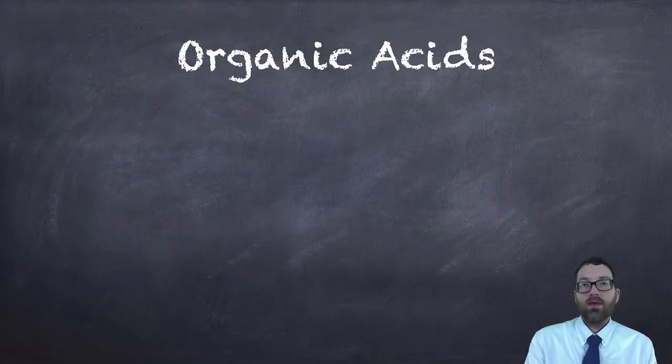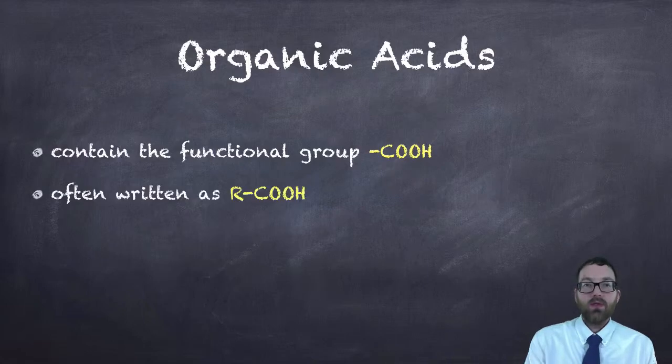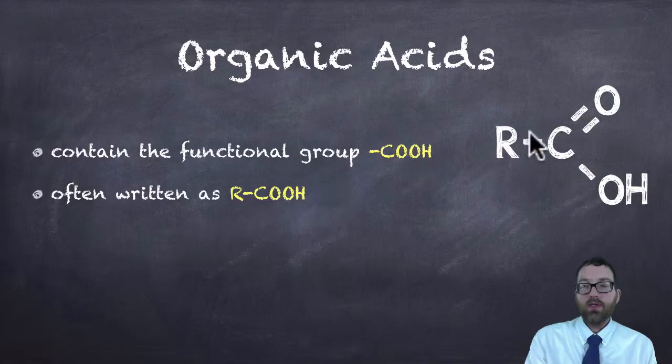Our next category is organic acids. They contain the functional group COOH. So it can be written like this. R stands for a hydrocarbon chain going to the left, and then at the end of the molecule there's a COOH functional group. Now structurally it looks like this. The first O is double bonded, and the second is bonded to the hydrogen. So there's my COOH.